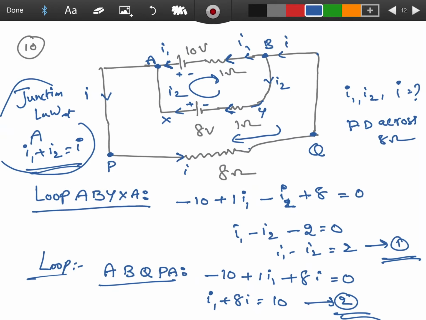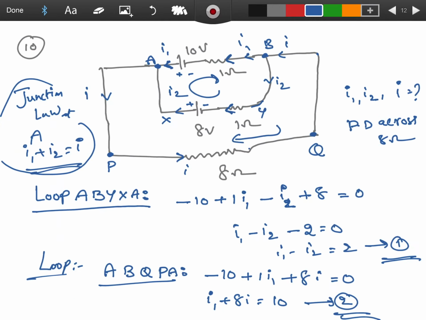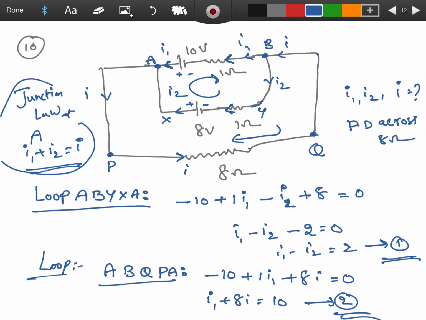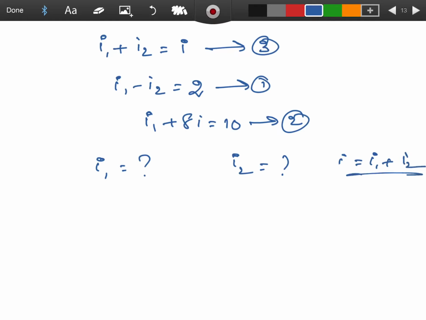Now I will write I1 minus I2 equal to 2, equation 1. I1 plus 8I equal to 10. This is equation 2. Simplify these three equations and you will get I1, I2, I. If you get I1 and I2, I should be I1 plus I2.